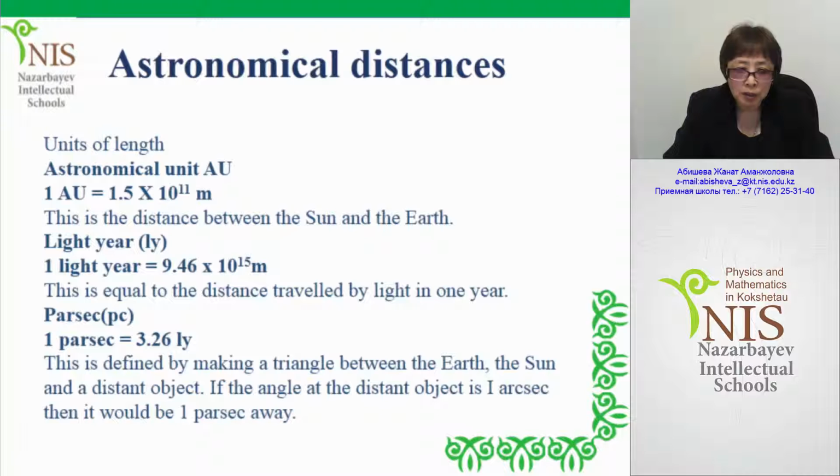Parsec: 1 parsec equals 3.26 light years. This is defined by making a triangle between the Earth, the Sun, and a distant object. If the angle at the distant object is 1 arcsecond, then it would be 1 parsec away.